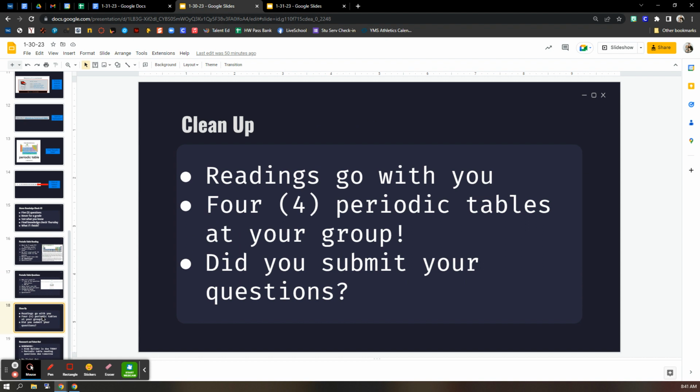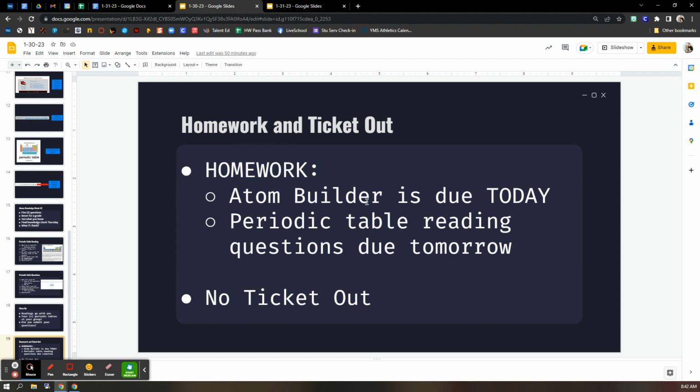At the end of the period, please make sure you have 4 periodic tables at your group. Your reading goes with you. Make sure you submit your questions if they are finished. Don't forget about your Atom Builder from Friday, and those periodic table reading questions will be due tomorrow.